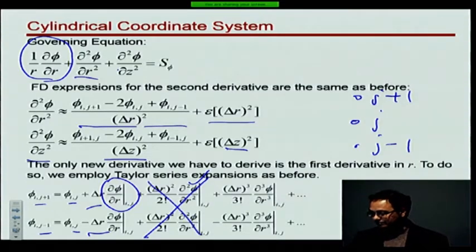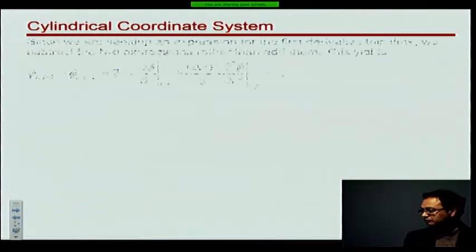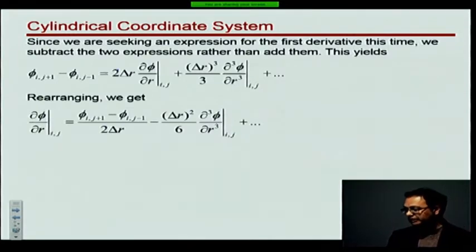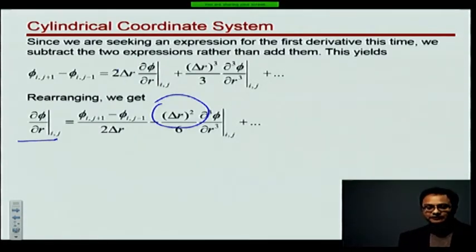Okay, and this is what we are left with, which if we rearrange, we get that. So now we have an approximation for the first derivative, which is also second order accurate, just like all the other derivatives.